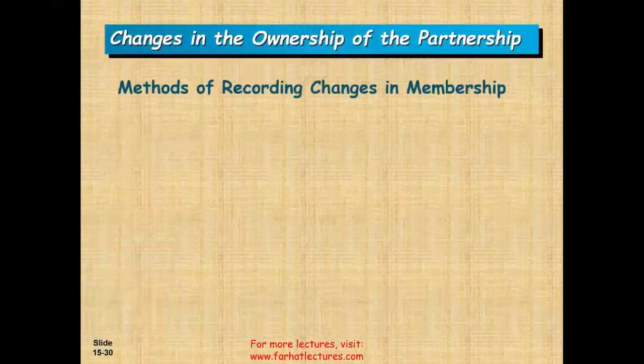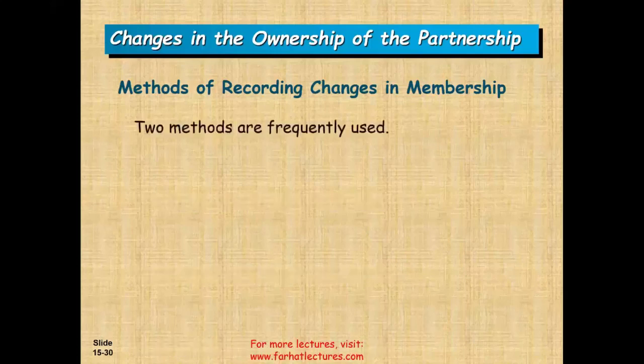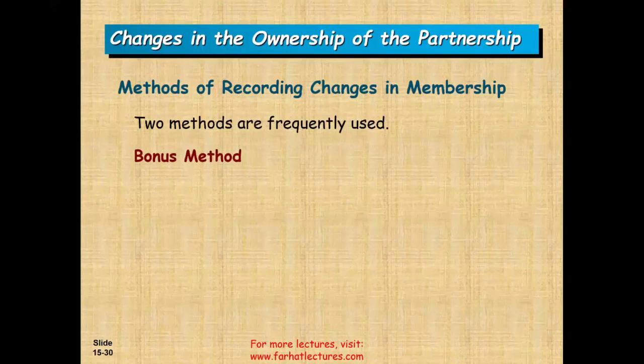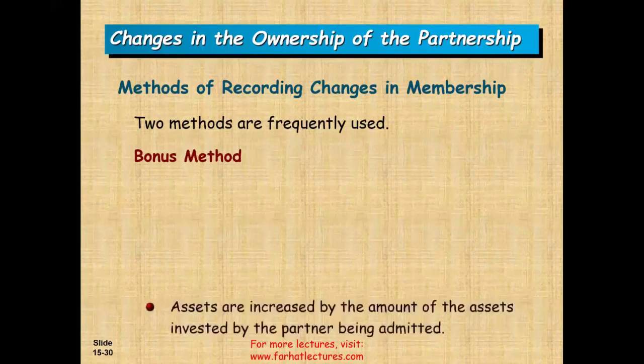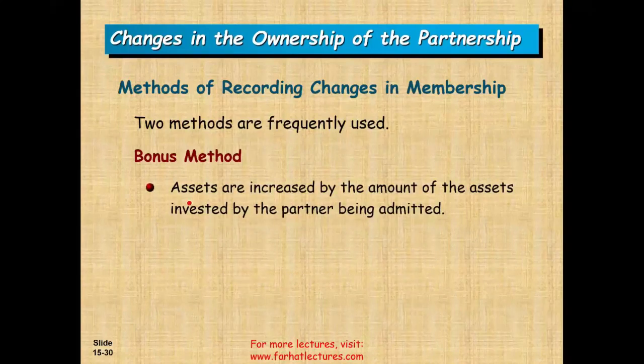Let's go ahead and record changes in ownership and membership in a partnership. There are two methods that are frequently used. One method is called the bonus method. So when we accept a new partner, we use the bonus method. And what does the bonus method imply? It implies that assets are increased by the amount of the asset invested by the partner being admitted.